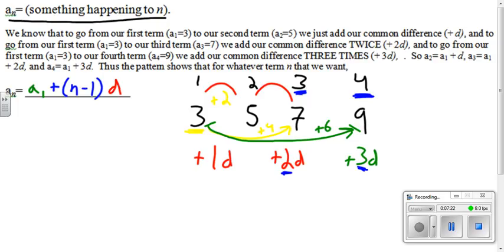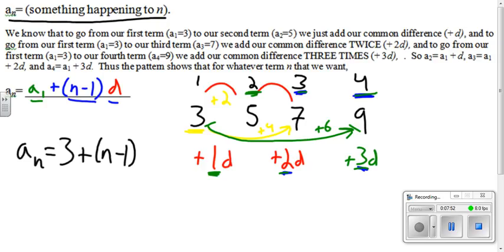So again, notice how to get to our second one, it was 1 difference. 2 and 1, 3 and 2, 4 and 3. So we take our first term, add whatever term we're looking for, minus 1 times d. So in this case, we would say a sub n equals 3 plus n minus 1 times d, which is 2. So this is going to be our equation or our formula to find that.